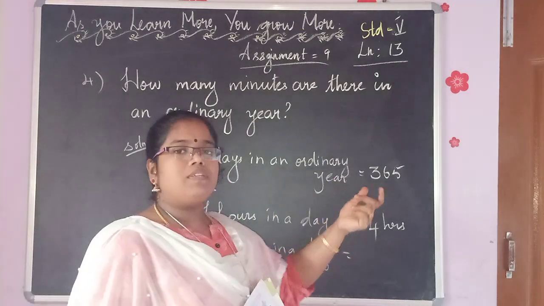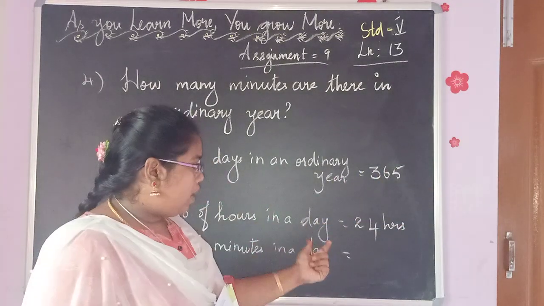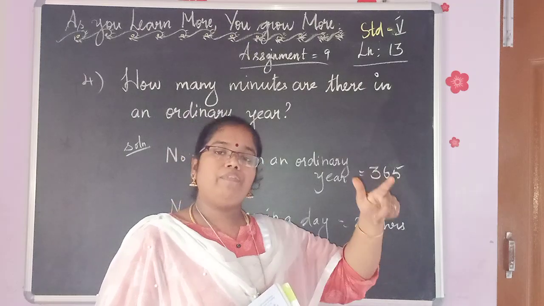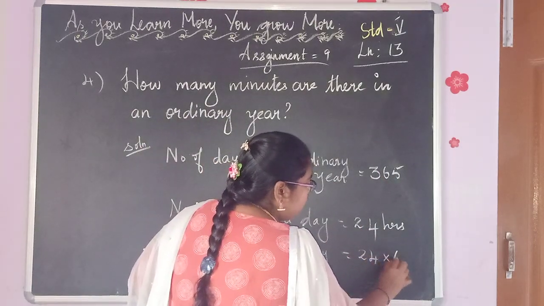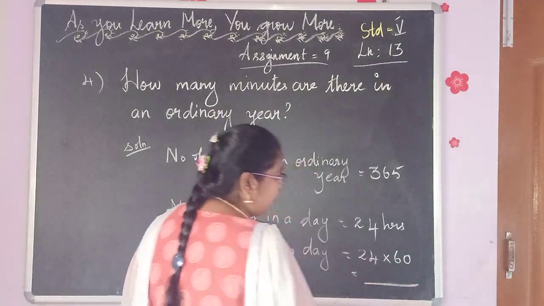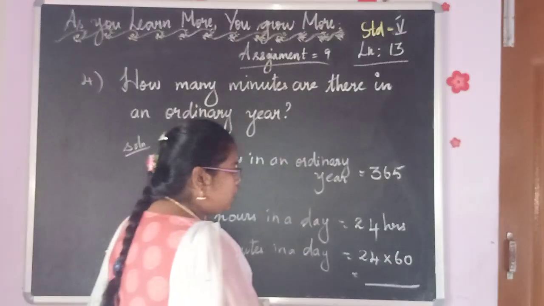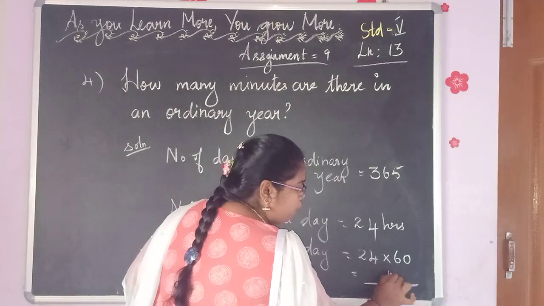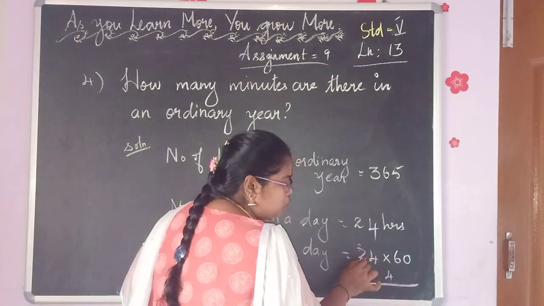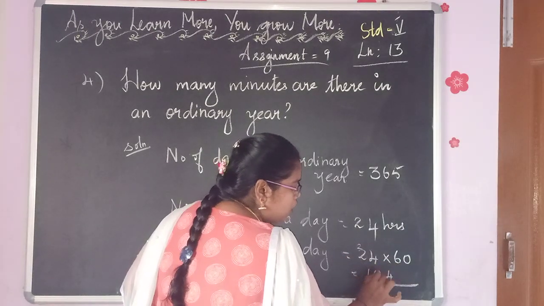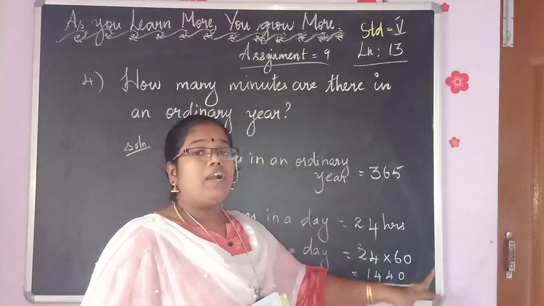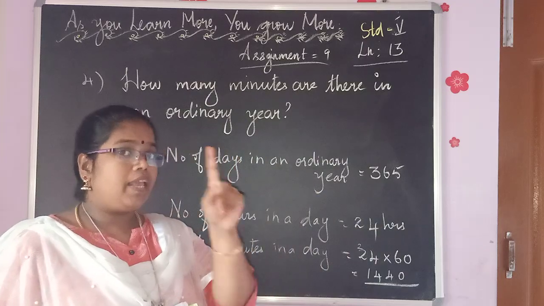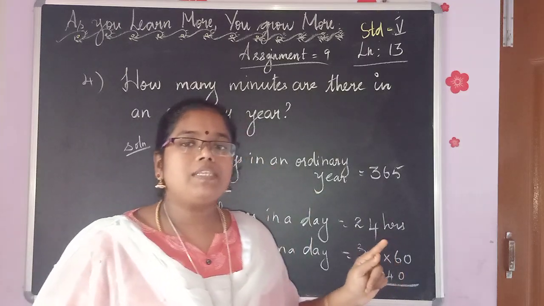So how many minutes are there for 24 hours? 1 hour has 60 minutes. So what will you be doing? 24 multiplied by 60. We will be getting one answer. See, listen: 6 4s are 24, 4 carry over 2, 6 2s are 12, 12 plus 2 is 14. It is 1440 minutes. One day has 1440 minutes.